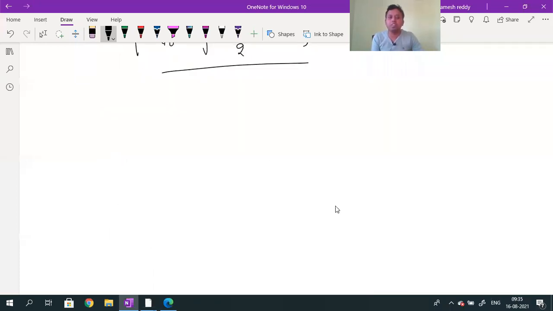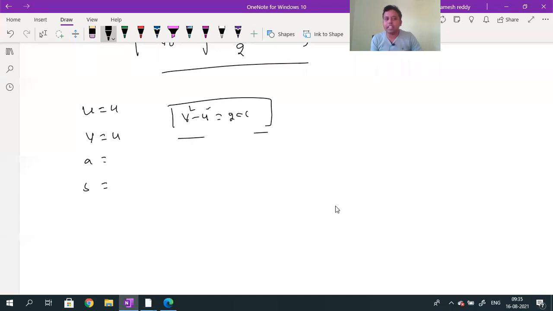Because in this given question, initial velocity is given, final velocity is given, acceleration is given, and displacement is given. By knowing this, we can use the formula V square minus U square is equal to 2aS. Why should I use this formula only? Here initial velocity, final velocity, acceleration and displacement are there. If I want one equation relating these variables, I can use the formula V square minus U square is equal to 2aS.